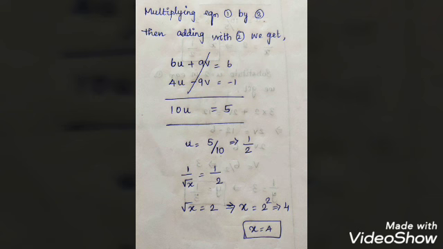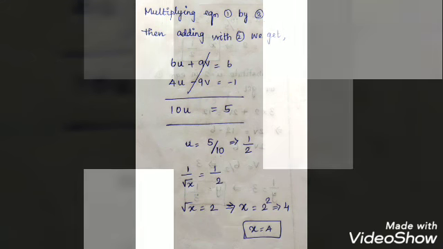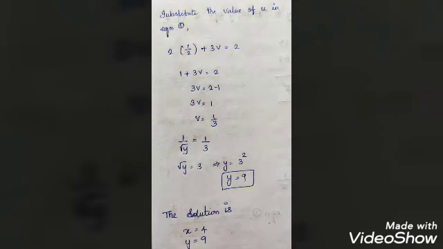So 6u plus 9v equal to 6. 4u minus 9v equal to minus 1. Plus 9v and minus 9v get cancelled. 6 plus 4, 10u equal to 5. So u equal to 5 by 10, which is 1 by 2. So u means 1 by root x. So 1 by root x is equal to 1 by 2. What is root x? 2. We have to find the value of x, so squaring on both sides. Root x the whole square equals 2 square, which means x is equal to 4. So what is the value of x? 4.